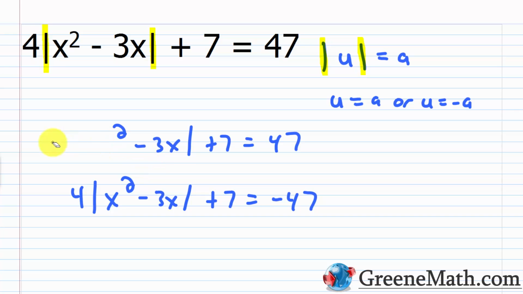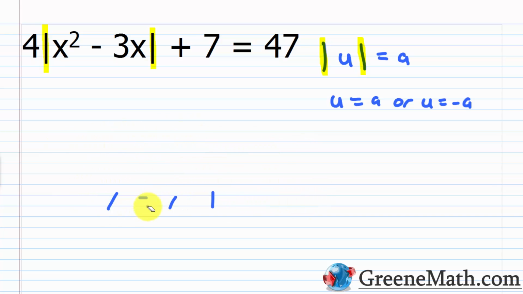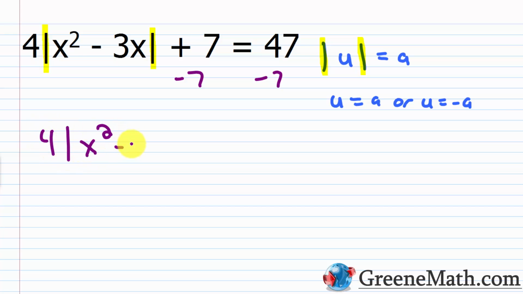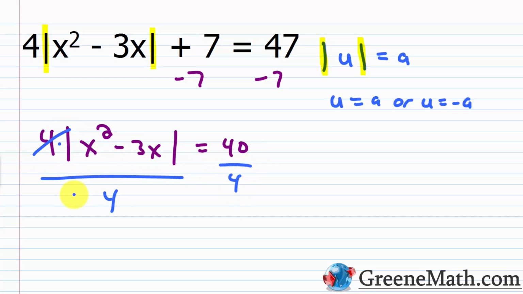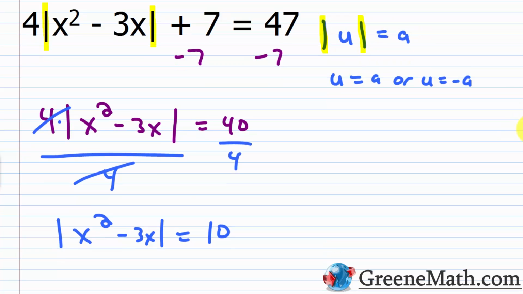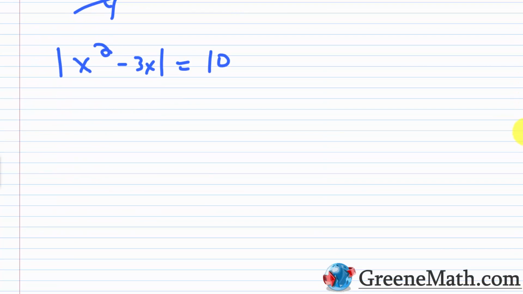So if it's not isolated, you've got to do a little bit of work to get things set up first, okay? So let's go ahead and subtract 7 from each side of the equation. We'd have 4 times the absolute value of x squared minus 3x, and this is equal to 40. Now I can divide both sides of the equation by 4, right? Because that's what's multiplying this. So this cancels. You'll have the absolute value of x squared minus 3x is equal to 10. Okay, so this is something we can deal with. This matches this format here. Again, just a little bit of extra work, but not too bad overall.